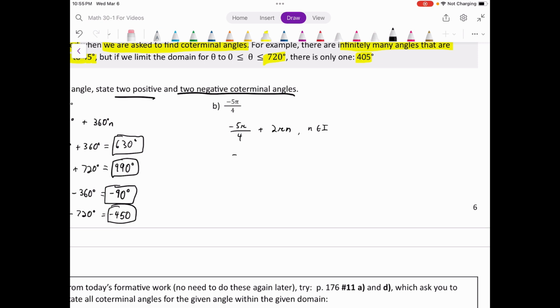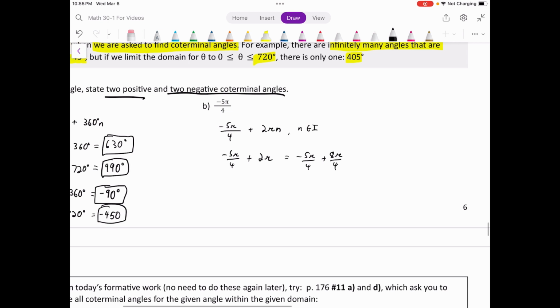Let's do, how about negative 5 pi over 4 plus just one full rotation, plus 2 pi. If you want to get a common denominator, you can, right? 2 pi is equivalent to 8 pi over 4, if we want to write it with a denominator of 4. So negative 5 pi over 4 plus 8 pi over 4, and negative 5 plus 8 is 3 pi over 4. That is coterminal to negative 5 pi over 4.